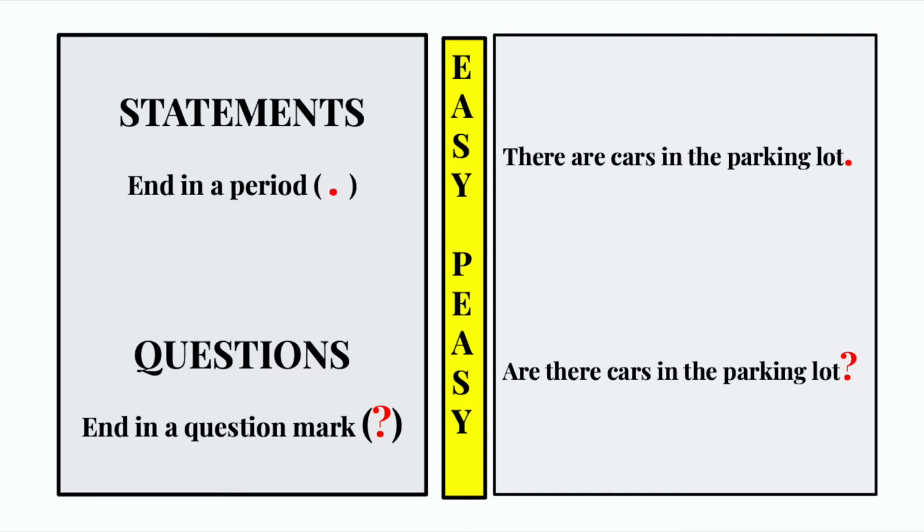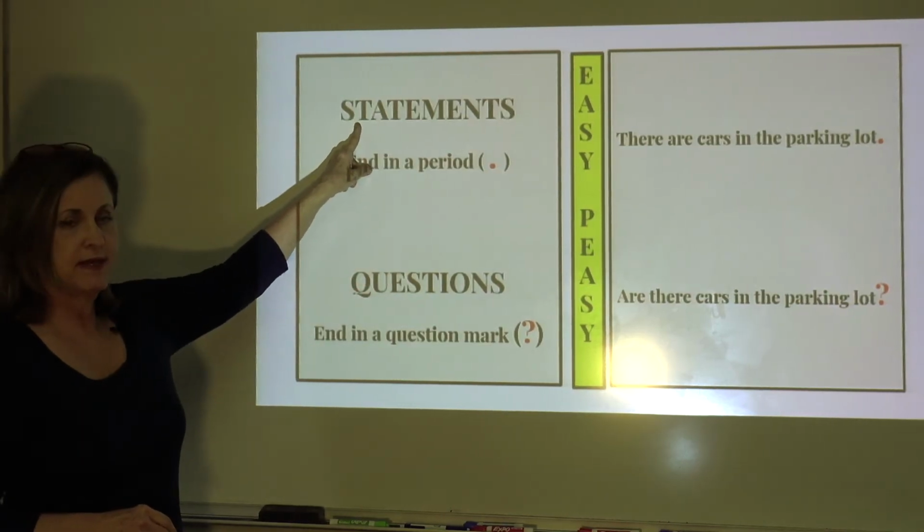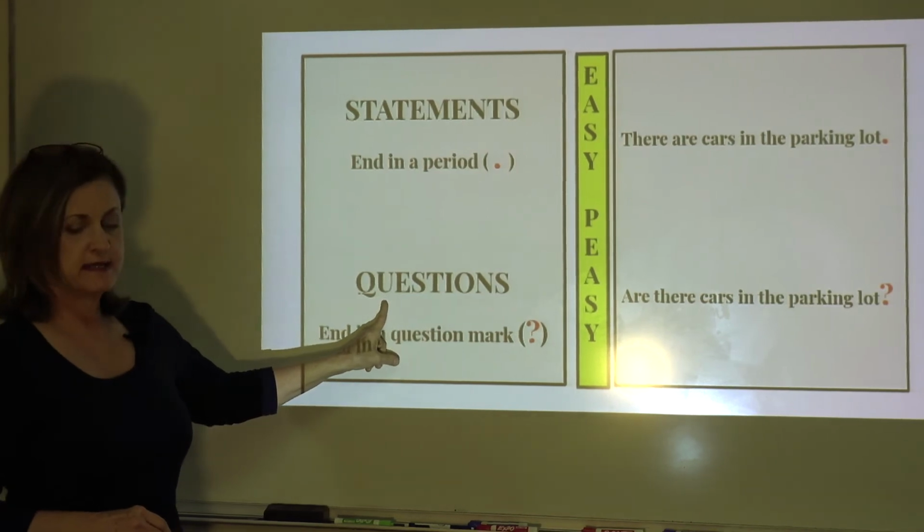Look at this example. There are cars in the parking lot. Notice a period. So this is a statement. Questions, on the other hand, end in a question mark. Look at this sentence. Are there cars in the parking lot? It ends with a question mark, so therefore it is a question. Both of these are sentences, but this is a statement and this is a question.